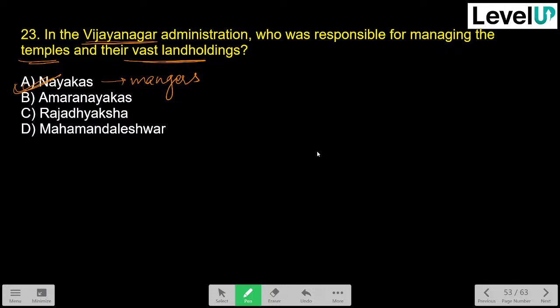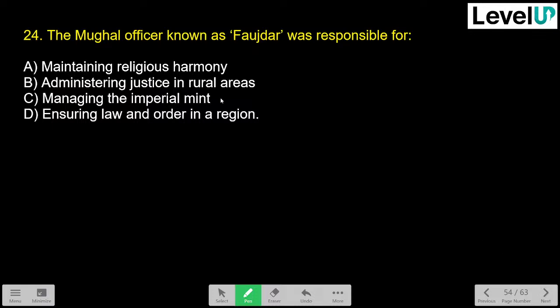Okay. Next, the Mughal officer known as Faujdar was responsible for ensuring law and order in the region. So the Faujdar, what does Fauj mean? Fauj means the army. What does the army do? They ensured law and order in the region, right?